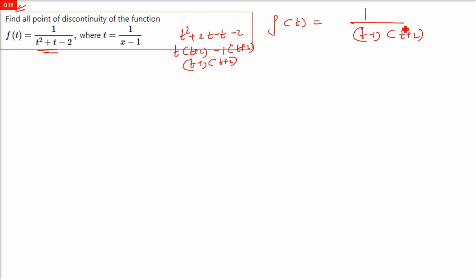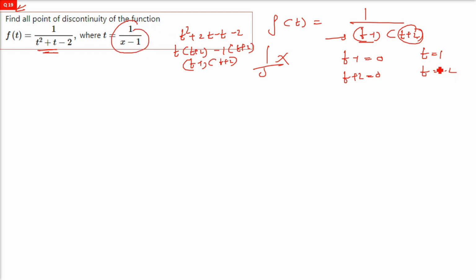Now in order to check the discontinuity, first we have to check that the 1 by 0 form should not come. When will the denominator be 0? When t minus 1 equals 0 or t plus 2 equals 0 or both are 0. So t plus 2 equals 0, that is t is equal to minus 2, and t minus 1 equals 0, that is t equals 1. So these are the points where we have to check, but we cannot check just now. Why? Because t is already given as 1 by x minus 1. So we have to check for x, not for t.